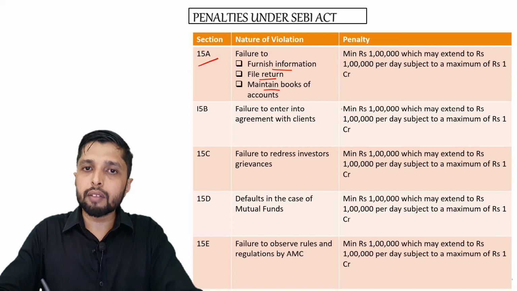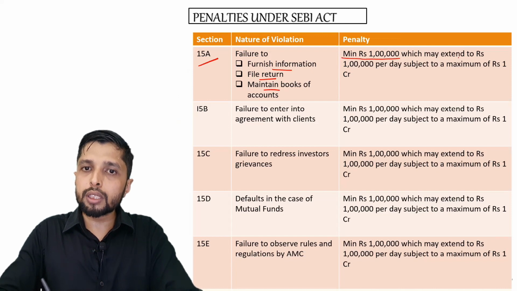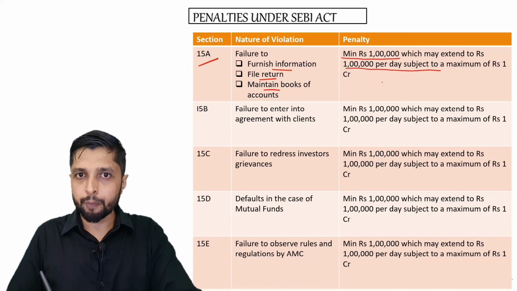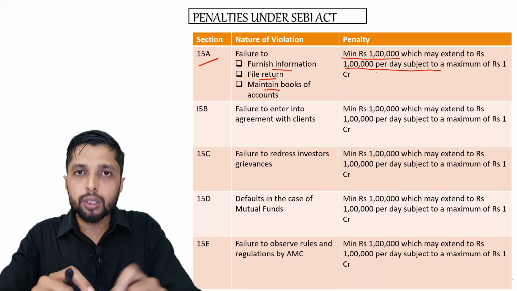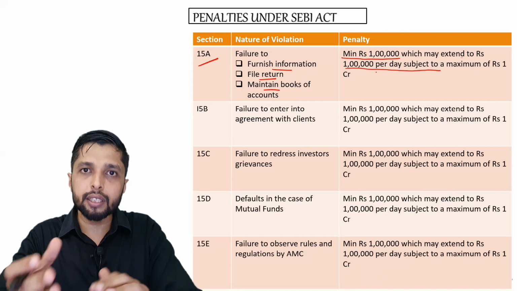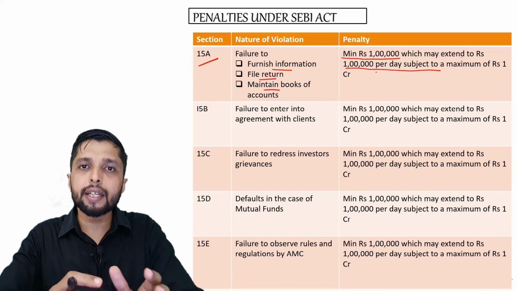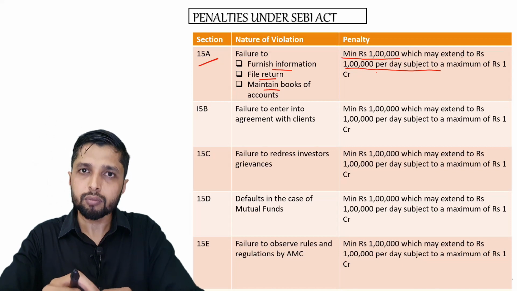Most of the penalty will be minimum rupees 1 lakh, which may extend to rupees 1 lakh per day subject to a maximum of 1 CR. Okay, so for CMA final examination in 2016 syllabus, you can check the previous question papers. So you will see that in most of the attempts, individual penalty has been asked under SEBI.